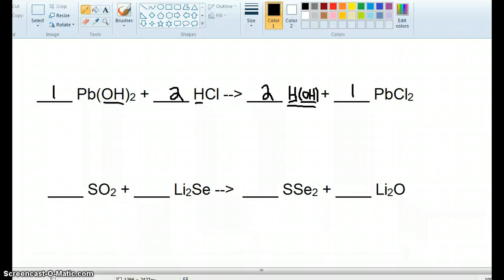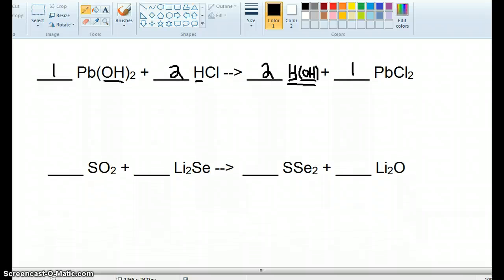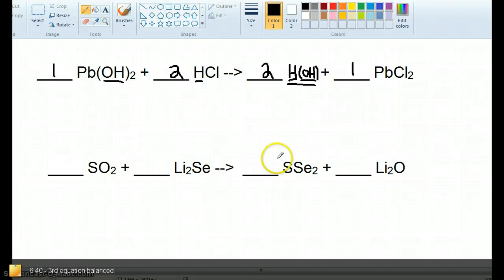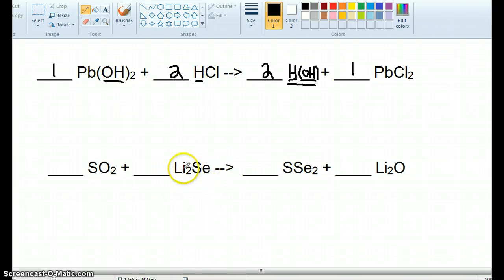So let's scroll down to the third equation. And this one, in looking at it, does not have any polyatomic ions. So there's no parentheses that I need to add. But I do need to pick the biggest, the baddest, and the ugliest to start with. I'm going to start with Li2Se, lithium selenide.